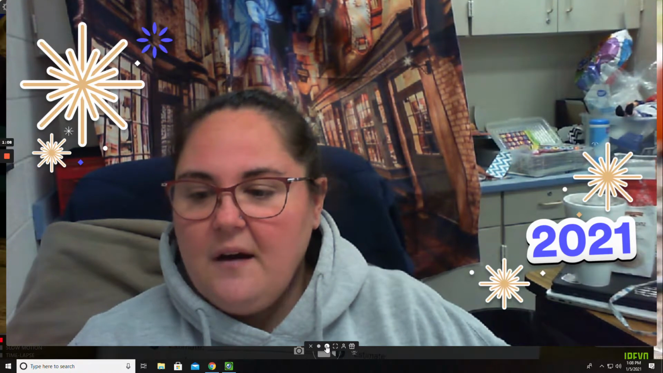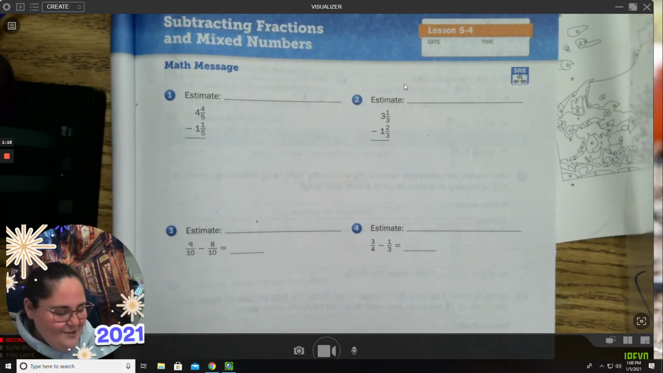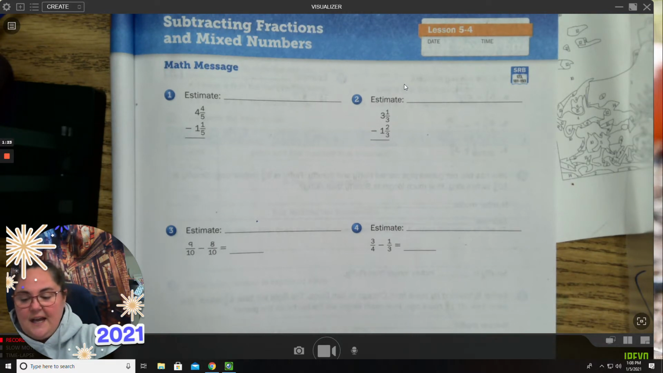All right, so I'm going to make myself smaller. We're going to be in our Everyday Math Student Journal Volume 2 on page 163, working with lesson 5.4. With this assignment, the first thing it's going to have us do is make some estimates again.